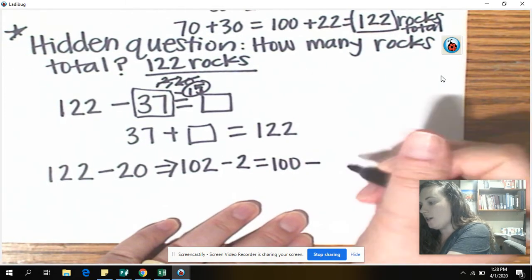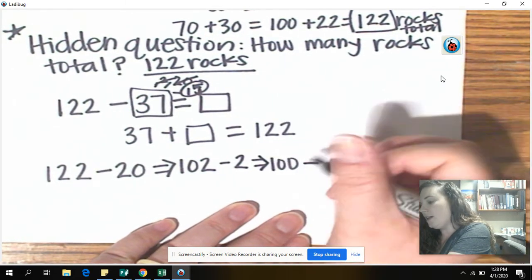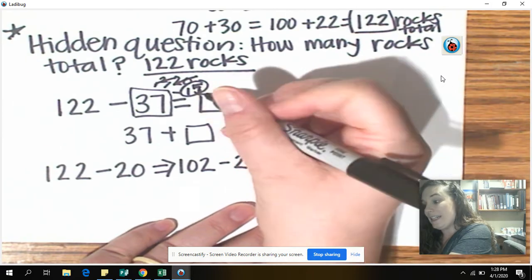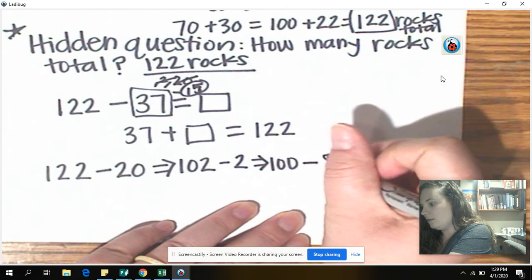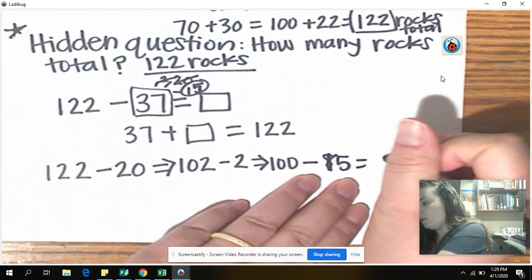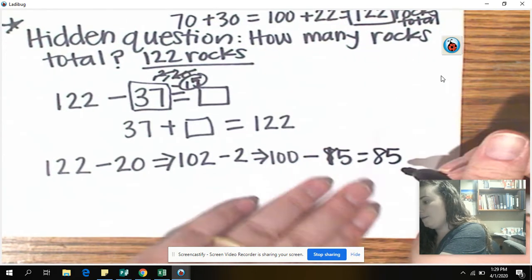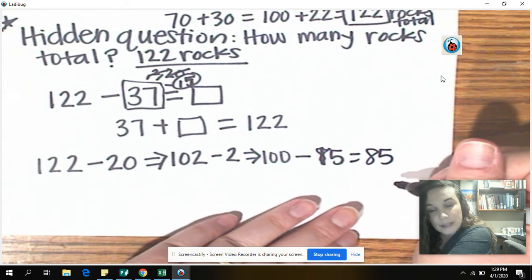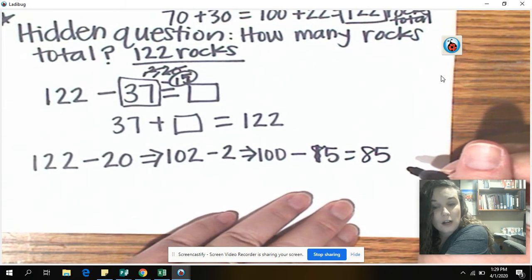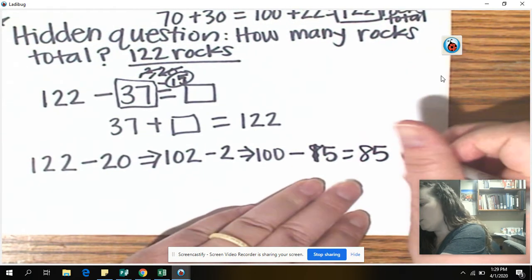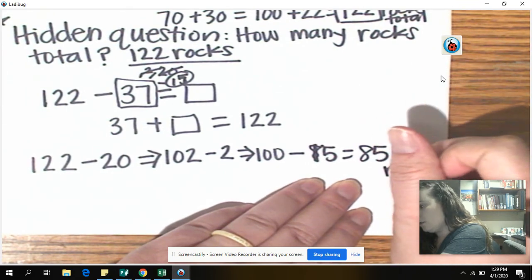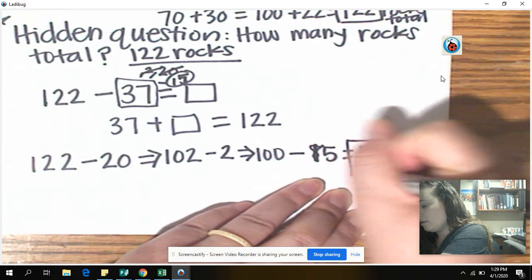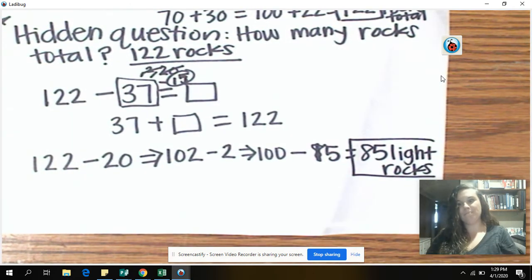So if I know that, got to get my arrow in there. If I know that 100 minus 10 is 90, I take away one more 5. 15. That equals 85. And the label here would be, you could say not dark rocks, like the question asked, or you could use your knowledge of saying light rocks. So there's my final answer. So that was the example problem.